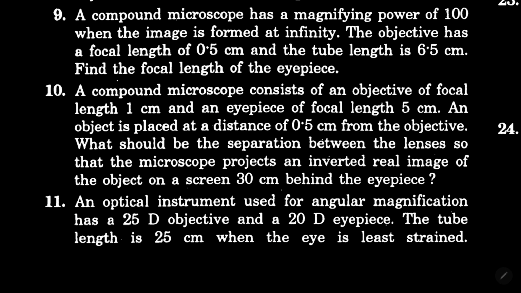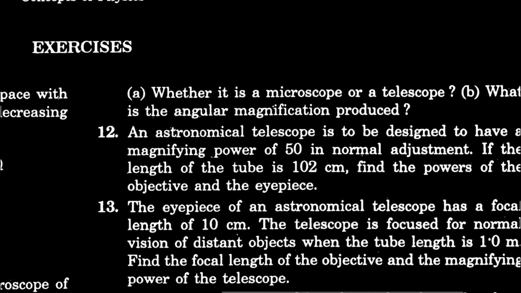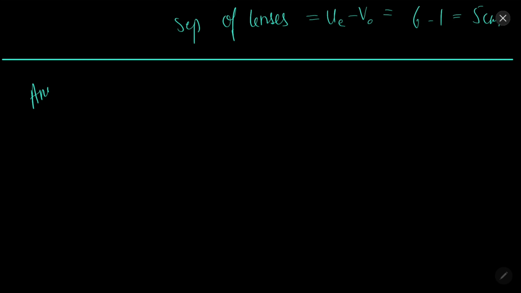In question 11, an optical instrument used for angular magnification has some power. Now, whether it is a microscope or telescope, and what is the angular magnification produced? Solution 11. So focal length can be obtained by the 1 by P formula, 0.04 meters, 4 centimeters.